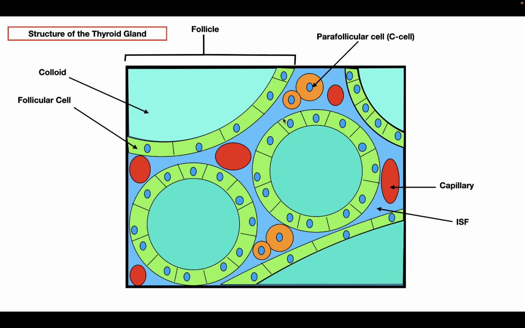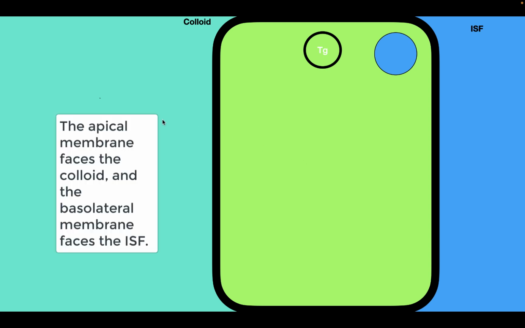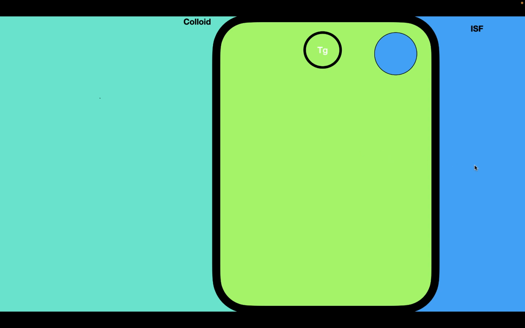So now that we have an understanding of the cellular structure of the thyroid gland, let's take a look and see how thyroid hormone is synthesized by the thyroid gland. This is the diagram that we're going to be using today. This green rectangle is going to be the follicular cell. And this follicular cell is dividing up two compartments. The first is the colloid, which is the space inside the follicle. And then the second is going to be the interstitial fluid, which is outside the follicle.